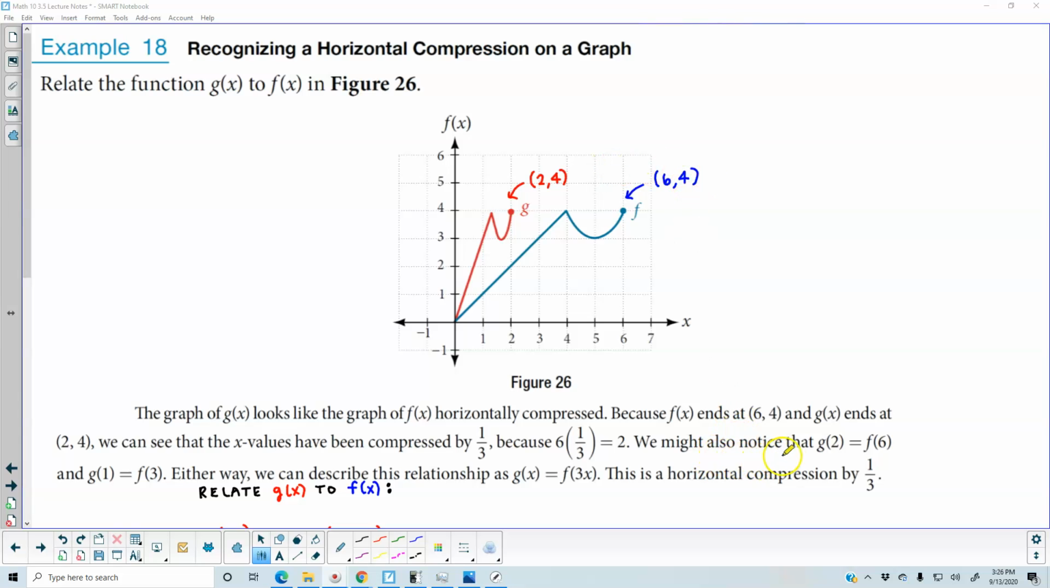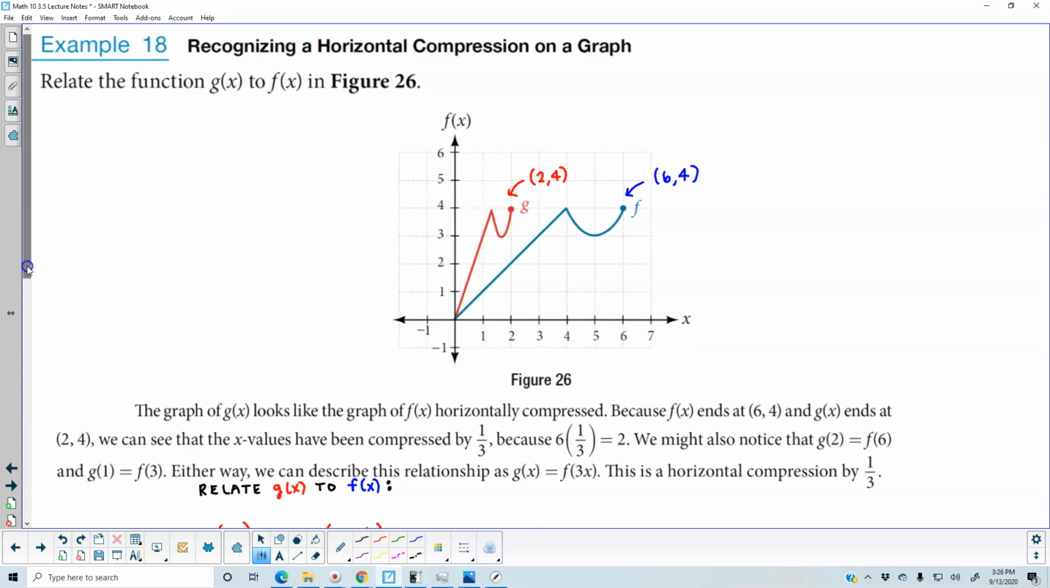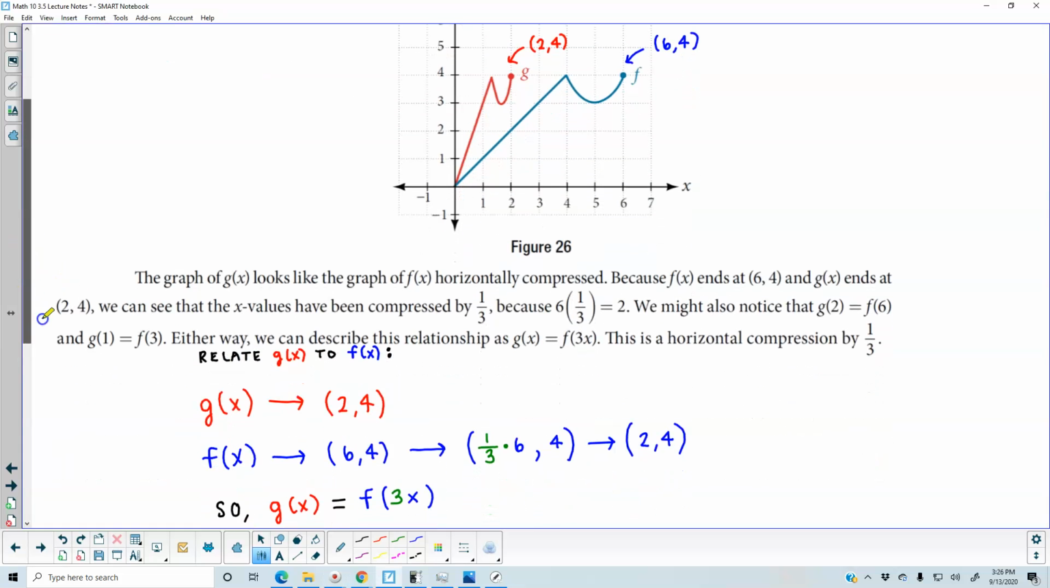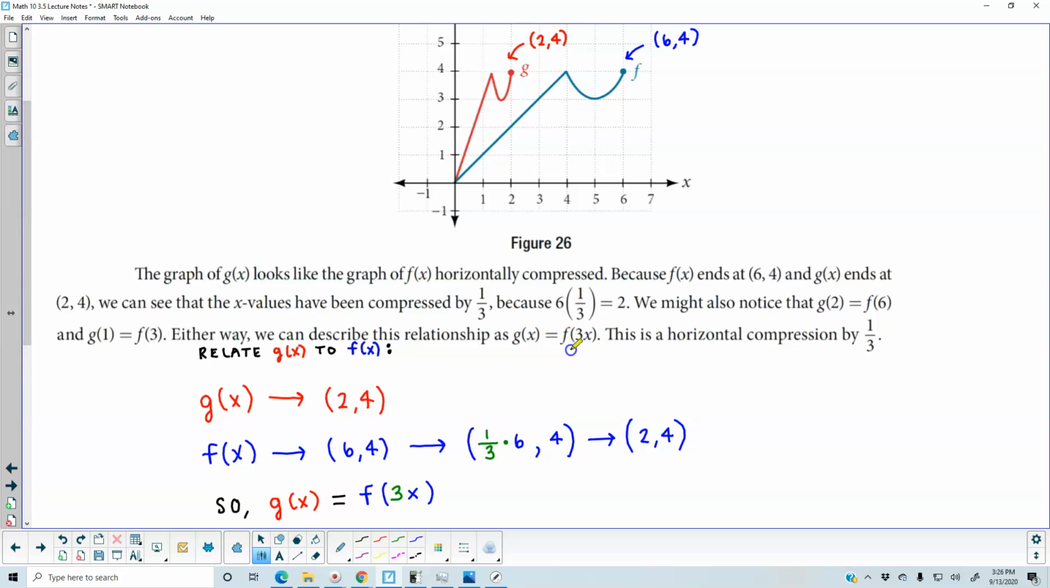We might also notice that g of 2 is equal to f of 6, and g of 1 is equal to f of 3. Either way, we can describe this relationship as g of x equals f of 3 times x, meaning that if we go from this function to this function, we had to multiply 2 times 3 to get 6. So this is a horizontal compression by 1/3.